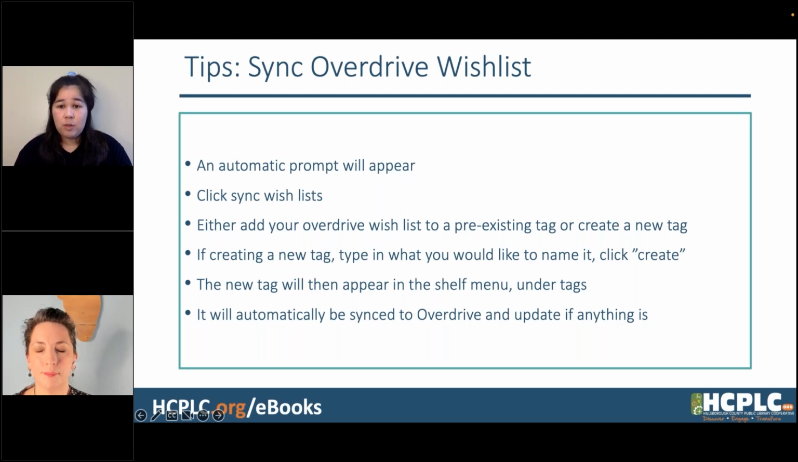It's then going to prompt you and ask if you want to create a new tag or use a pre-existing tag. I just recommend creating a new tag. I feel like it's easier. And you can name it whatever you'd like. So to read, wish list, and then you're going to click create. It's going to automatically sync it then, and the new tag will appear in your shelf menu under tags. And it's going to exactly match the one you have in Overdrive. You then can add things in Libby to that tag and it'll keep automatically updating it. So that's a good way to keep your wish list if you want to do that.